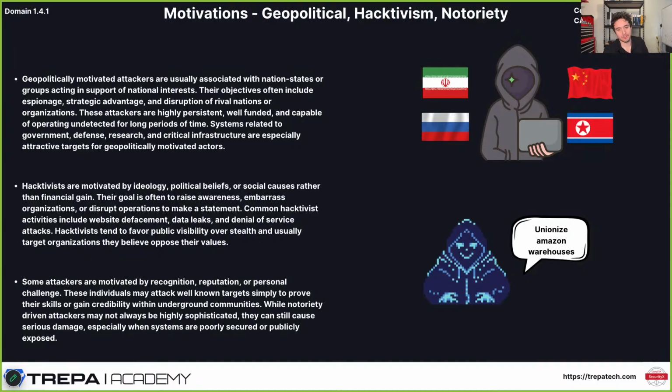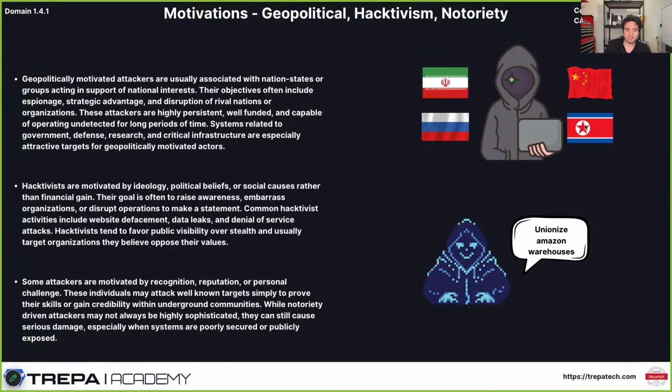And what are we talking about with geopolitical threat actors? What do we need to know about for the SecurityX exam? Is that they're highly sophisticated and they're well funded. They have a lot of resources. And a lot of times these threat actors can live in your environments going undetected because they're skilled, they're highly skilled, and they're highly trained, okay?